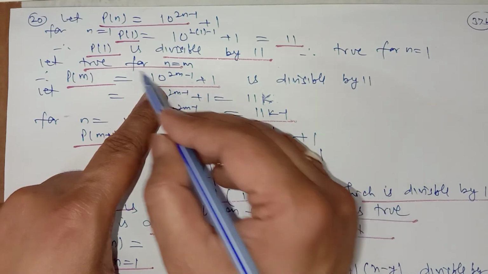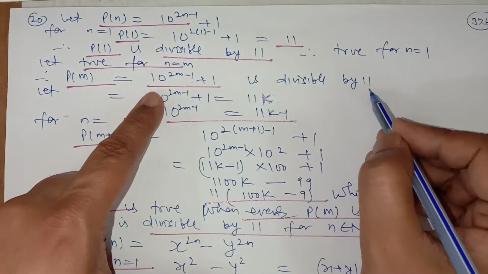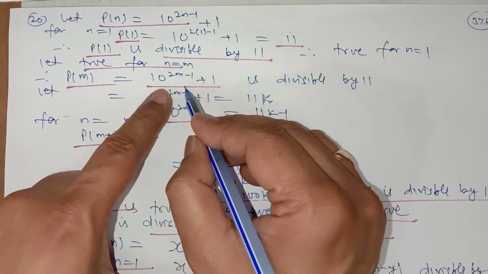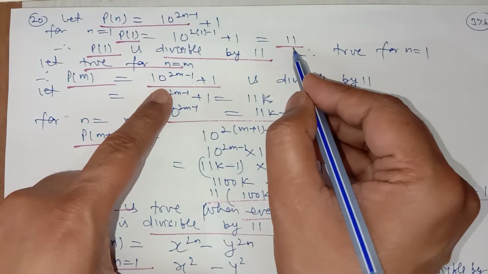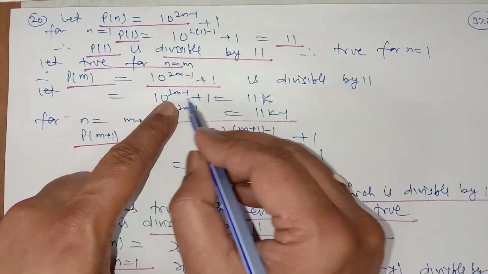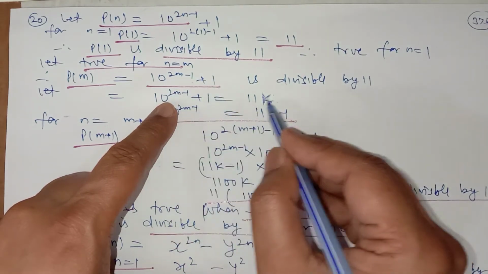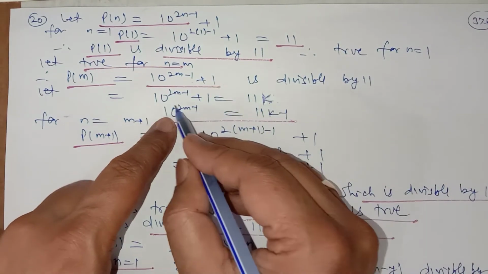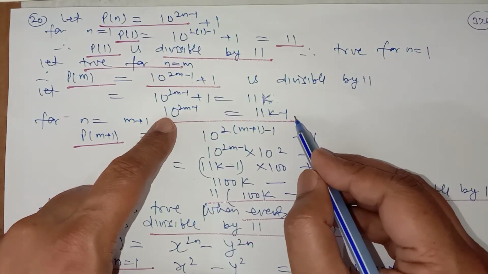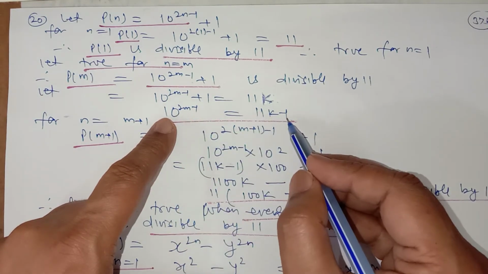And because we have let that it is true for n is equal to m, so Pm will be divisible by 11. We have let that it is true for n is equal to m, means this expression will be divisible by 11. So because we have let it is divisible by 11, so let this statement equal to 11k, because it is divisible by 11. So 10 raised to power 2m minus 1 is equal to 11k. This is the value of 10 raised to power 2m minus 1.